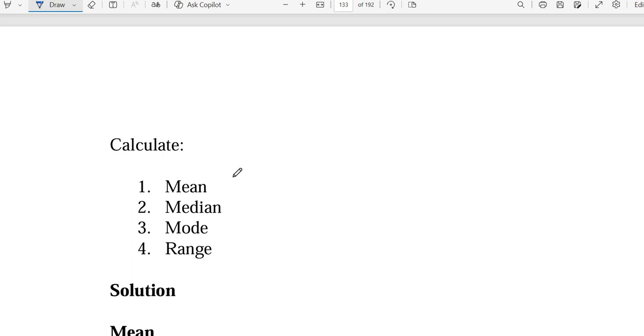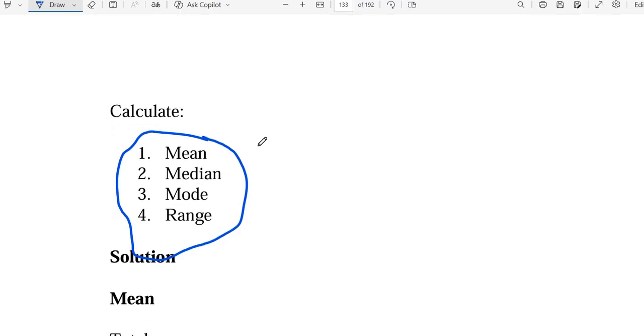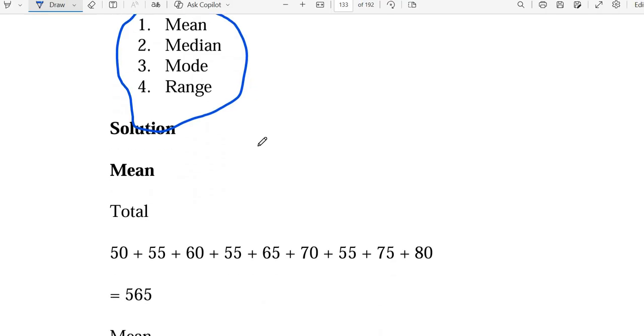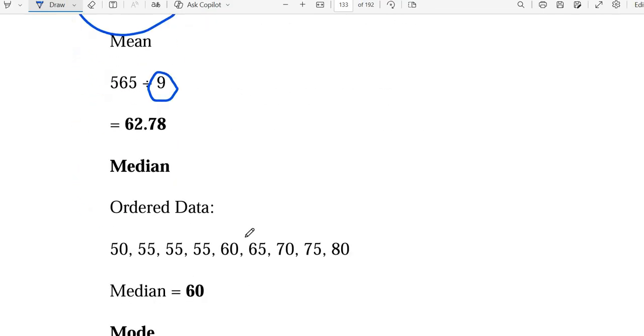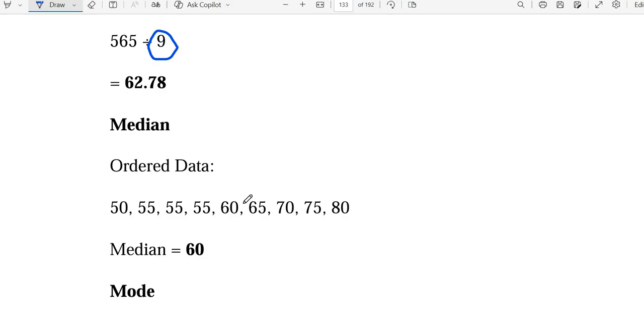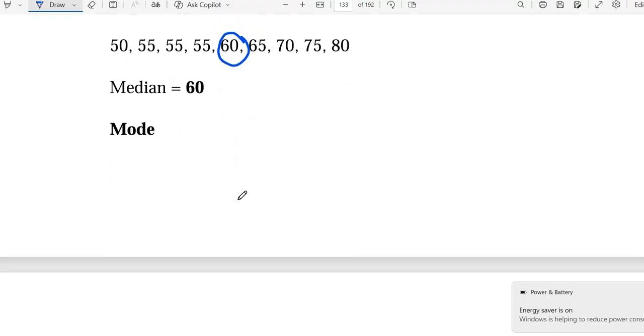Right? So we have to find all these arithmetic measures, that is mean, median, mode. Mean, what is mean? Average. Total number divided by number of observations. Correct. What is median? Middle term. That is 60. 4 numbers here, 4 numbers here. Median is 60.